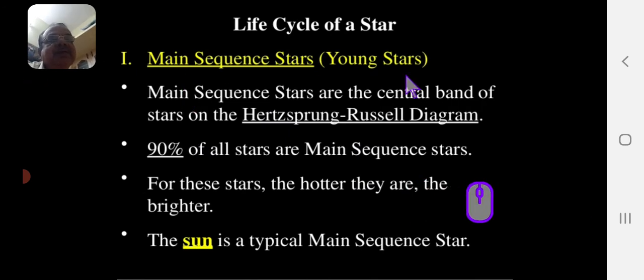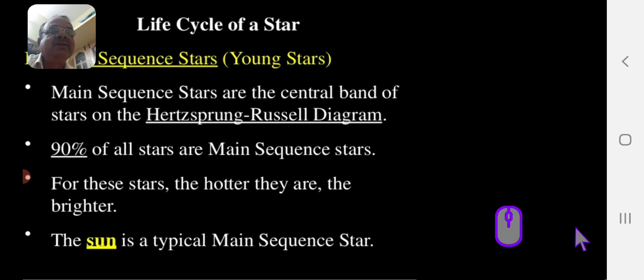So main sequence stars, these are young stars. These are the central band of the stars on the Hertzsprung-Russell diagram, or HR diagram. About 90% of the stars we find are main sequence stars. These stars are hotter and brighter. The sun is a typical example of a main sequence star.